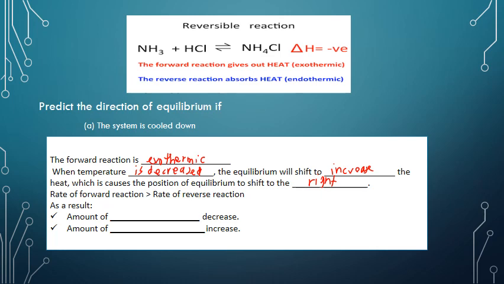Rate of forward reaction will be greater than rate of reverse reaction. As a result, amount of ammonia and HCl decreases while amount of NH4Cl will increase. Okay, so reaction kita, sistem kita akan pilih untuk hasilkan produk sebab bila kita hasilkan produk, haba akan terbebas. Jadi akan ada sistem yang panas, boleh counteract kesejukan tadi.